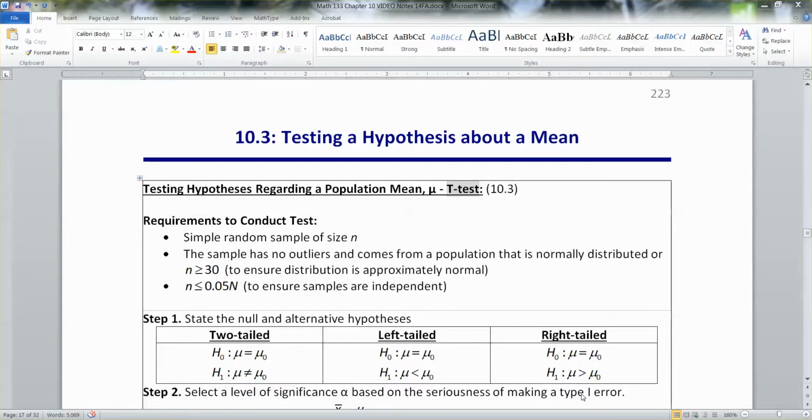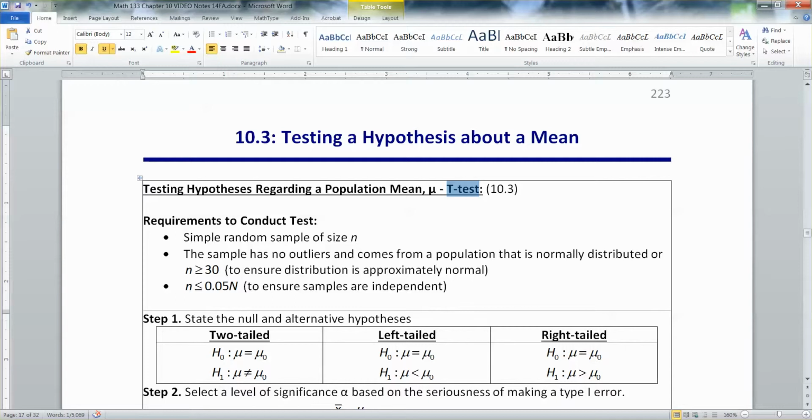It's time to move on to our second type of hypothesis test. This time we're going to do a test for a mean. So we're going to be testing hypotheses regarding a population mean mu. And if that's the case, notice right here I have the t-test. That'll be the test that you'll use on your calculator to help yourself.